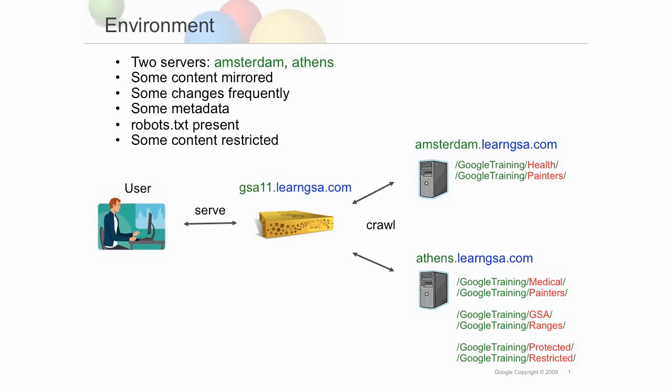In this tutorial, we're going to show you how to configure crawling for two web servers called Amsterdam and Athens and run some common searches. Some of the content will be mirrored, like in the painters directory. Some of the data will be unique, like in the medical or health directories.